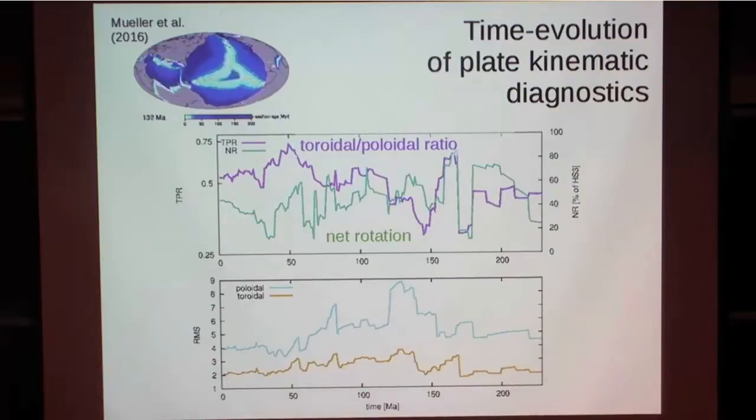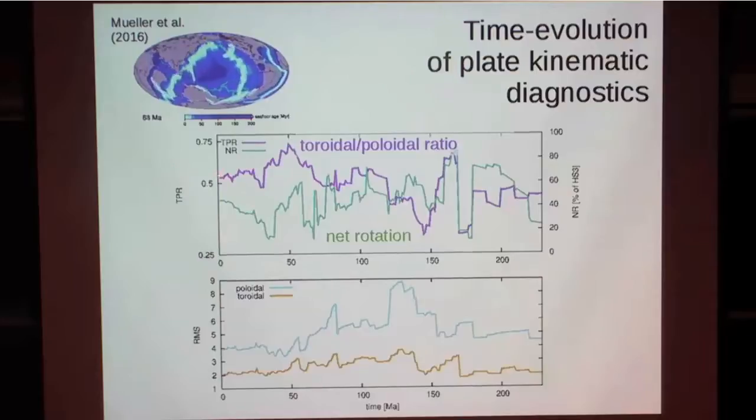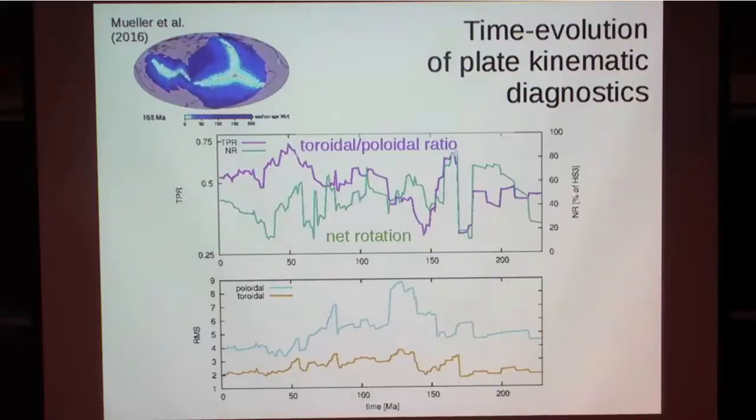Take the component that's poloidal, take the component that's toroidal, and plot its ratio, which is this purple line here. It turns out that for the present day, there's about 60% toroidal power in the part of the field that is higher degree than degree 1. The degree 1 toroidal motion, that's the net rotation. That's the spinning of the Earth in some reference frame, and that is shown here in green. I might come back to that later.